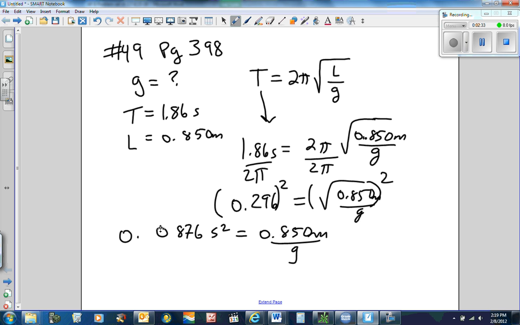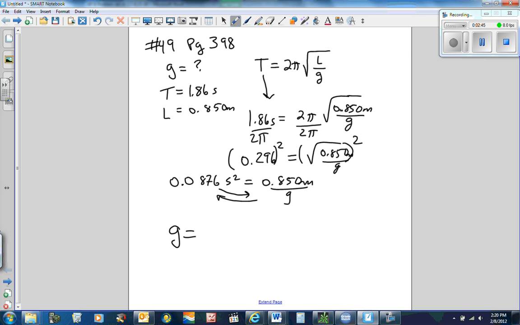Well, to solve this problem, when I do the algebra, I'll end up switching those two. So I will get g equal to 0.850 meters divided by 0.0876 seconds squared. And that's going to give me 9.7 basically. Let me see what they got in the answer. I get 9.69957, and the answer they got is 9.70. That's what I thought. So they round off to 9.70 meters per second squared.